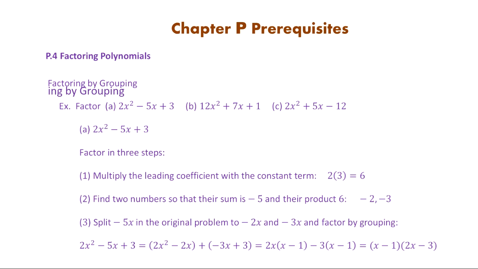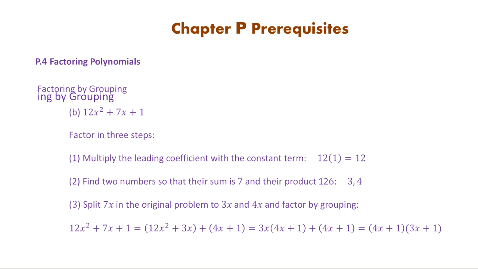Okay, let's do some more examples. This time we need to do 12x squared plus 7x plus 1. Let's do it in 3 steps, factoring by grouping. Again, the first step is to multiply the leading coefficient 12 with the last term 1. So 12 times 1 equals 12, and then you need to find the two numbers. If you multiply them, you get 12. If you add them, you get 7, the coefficient for the linear term.